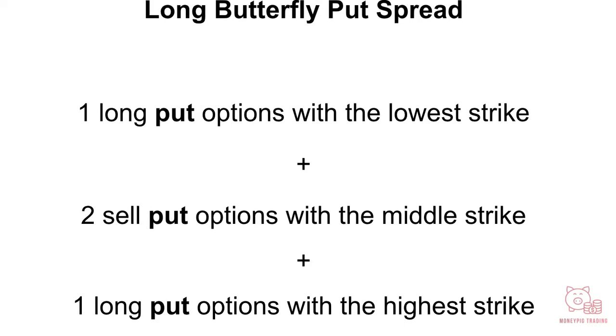So if you're betting on the underlying asset going down or falling into a range lower than the current stock price or crypto price, what you can do is a long butterfly put spread. Very similarly, you have one long put option with a lower strike price. And again, you have 2 sell put options with a middle strike price and one long put option with the highest strike price. That will make it a long butterfly put spread.